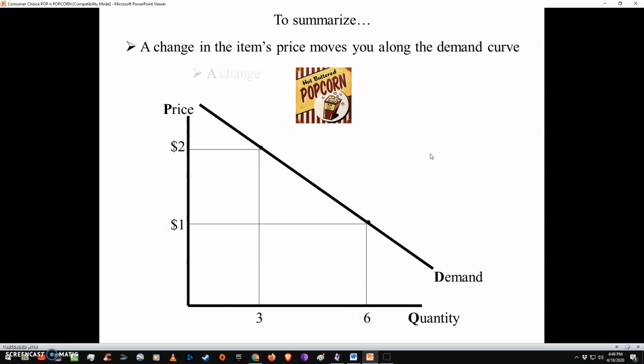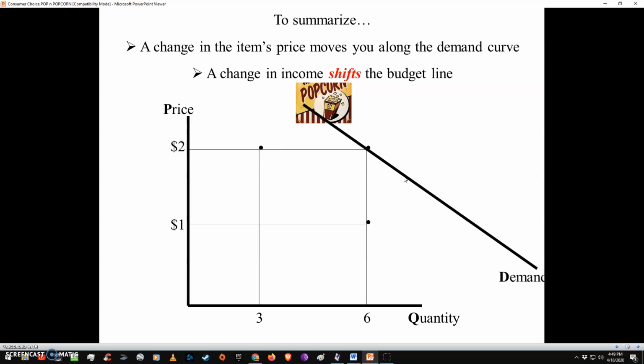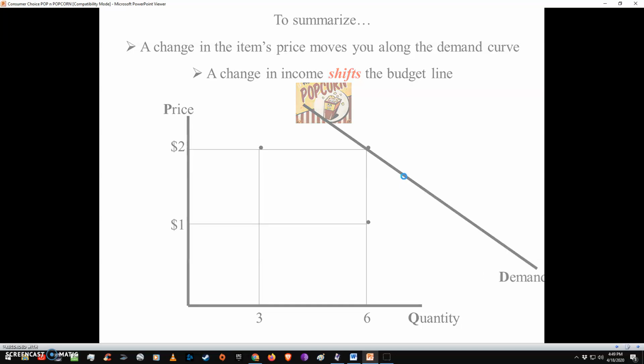But what if we come along and something besides the price changes, like income? On page 42 of your textbook. If something besides price changes, like income, then the demand curve itself will shift, will move. You see how that moves? It changes.